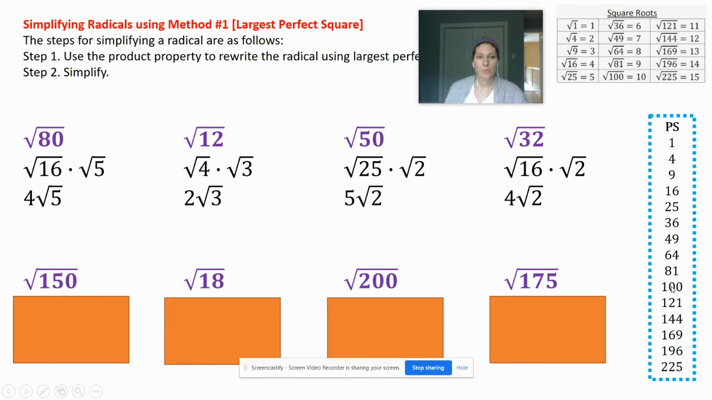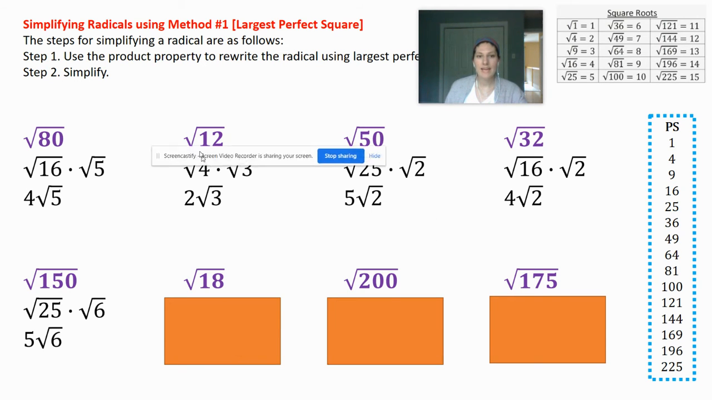Next up, square root of 150. 150 falls right here. I'm going to work backwards. I'm going to find the biggest perfect square factor that goes into it. And so you can use your calculator to be crunching these numbers. 25 is the biggest. 25 times 6 gives you 150. Square root of 25 is a perfect square. So it's just 5 radical 6.